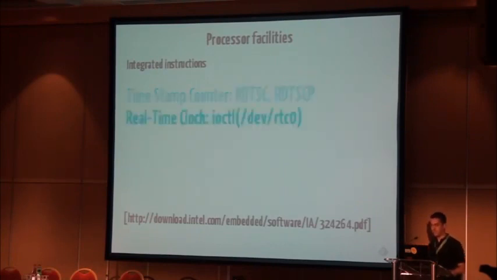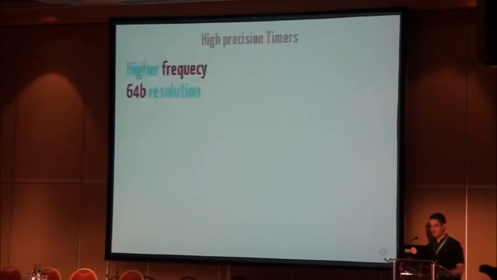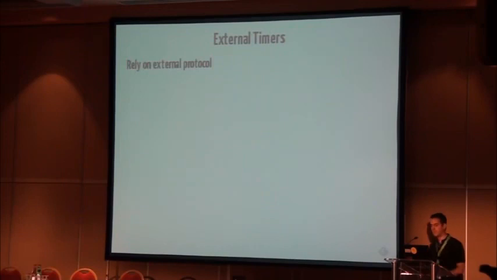You can use the real-time clock. You can use the periodic interrupt timer, but it has pretty bad precision. You can also use high precision timers with higher frequency and 64-bit resolution. You can also use external timers to be sure of your source, relying on external protocols such as NTP and SNTP, but they are really not precise. There is a ratio of 1,000 between read timestamp counter and NTP precision.